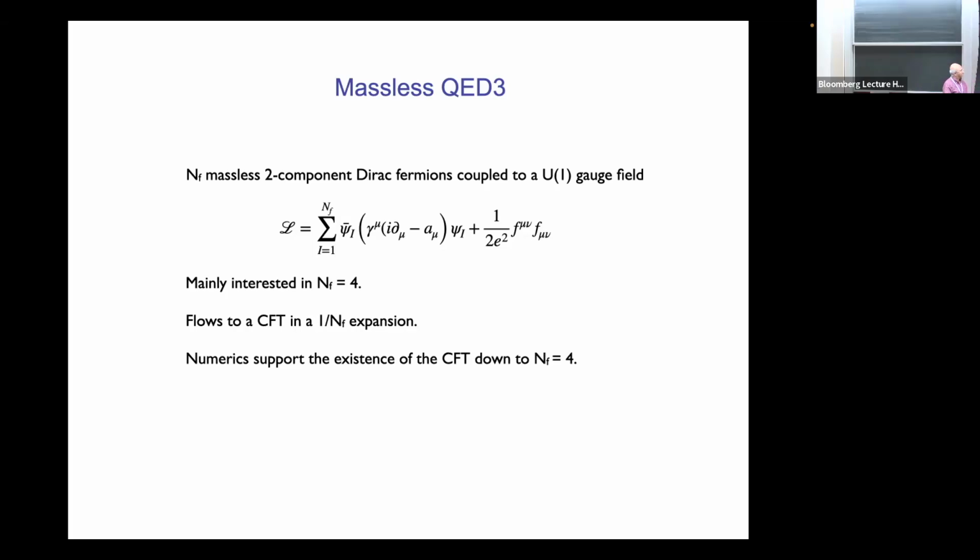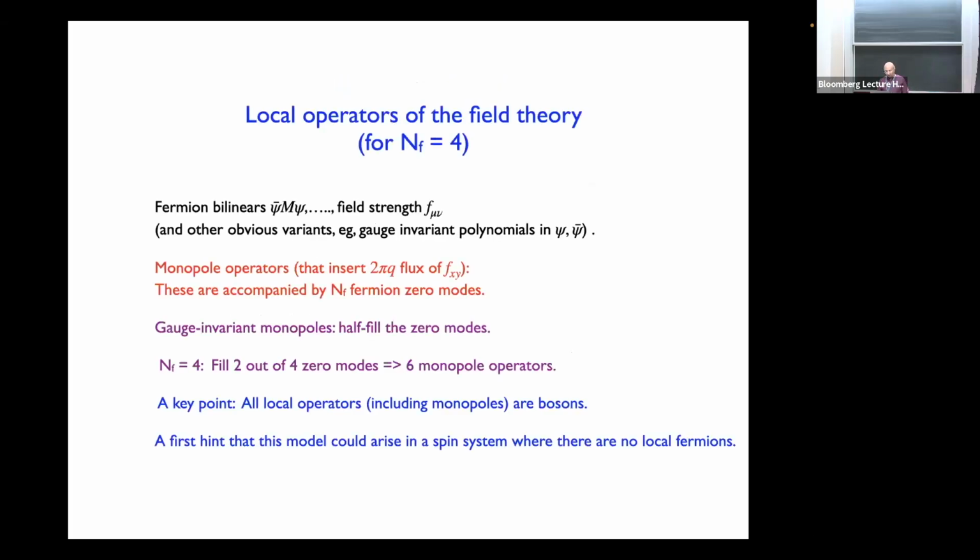And in numerical work, this theory doesn't have a sign problem, so you can study it with Monte Carlo. And the evidence is that the CFT exists at least down to NF equals 4. It's not clear what happens at NF equals 2. It probably doesn't exist. But by NF equals 4, people seem to think from the numerics that it exists. Okay, so I've written down the Lagrangian.